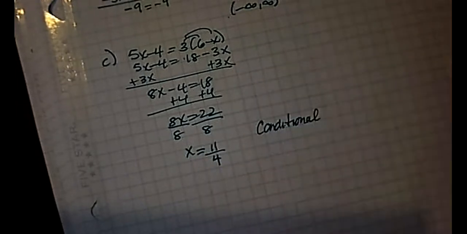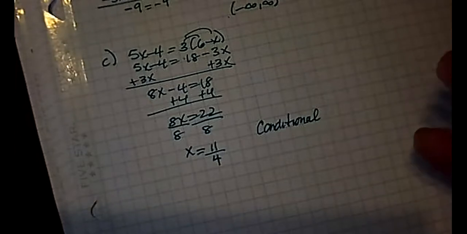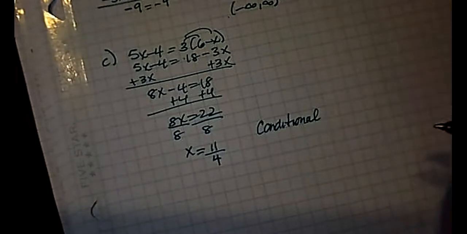So I have a solution there, so that's called a conditional equation. It's conditional because it depends on what x is. So the contradiction means there's no solution, they're parallel lines. An identity means they're the same line when you graph them, so it's all real numbers, negative infinity to positive infinity. And if we have lines that cross, there's a solution. That has one solution, and that's a conditional.